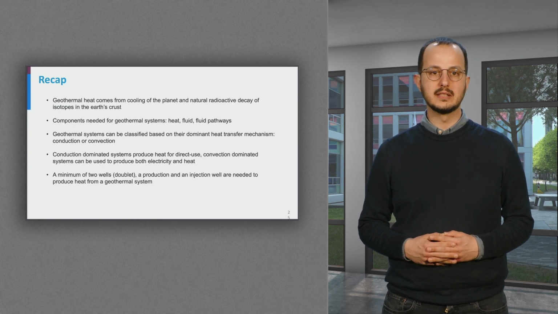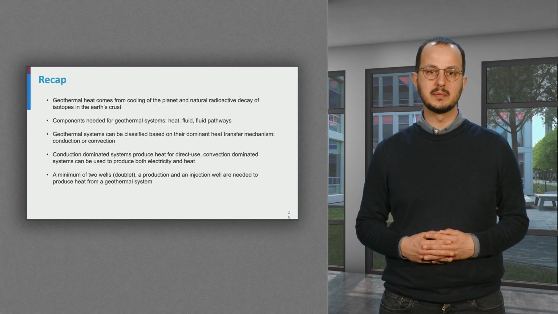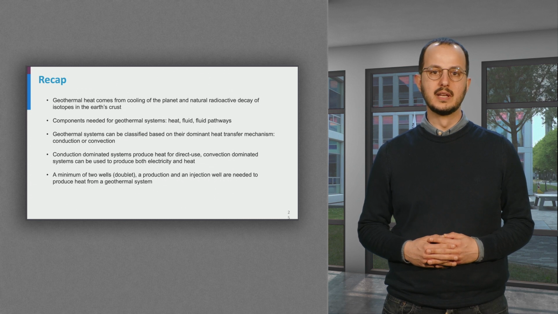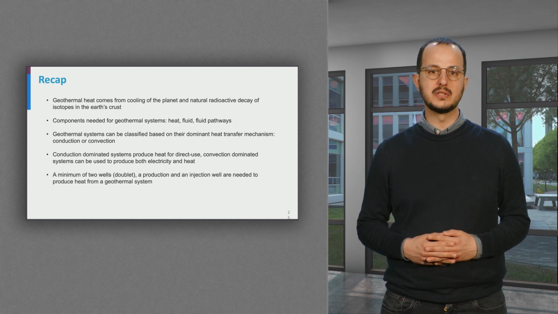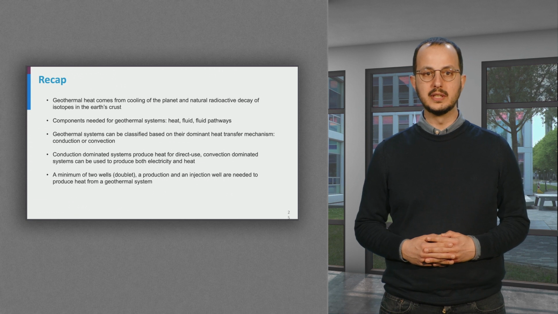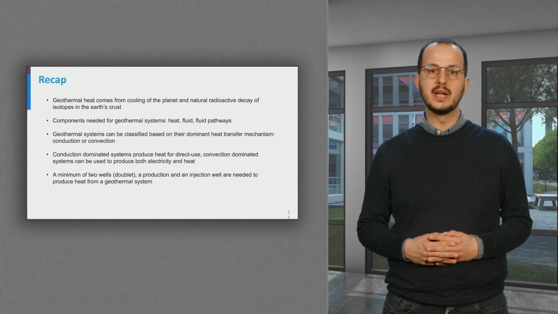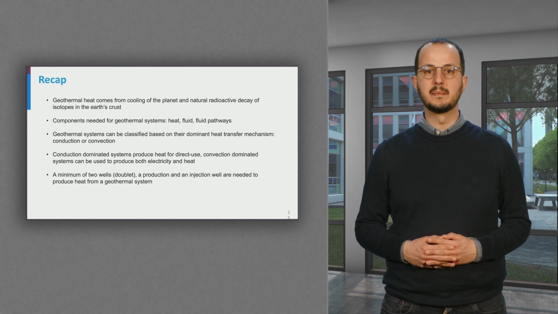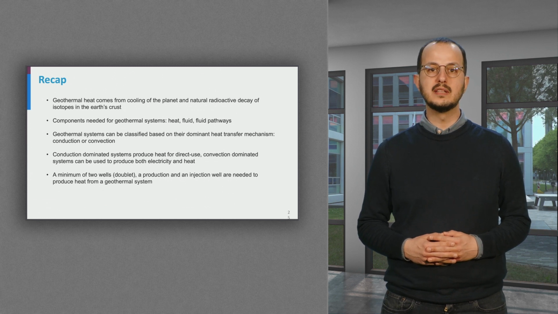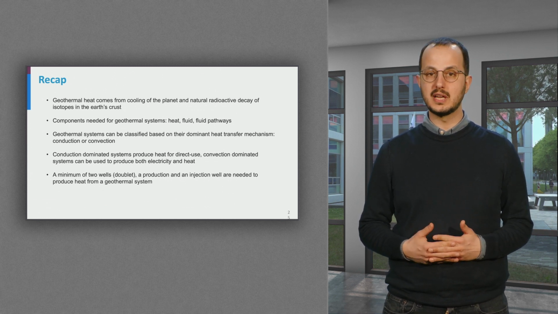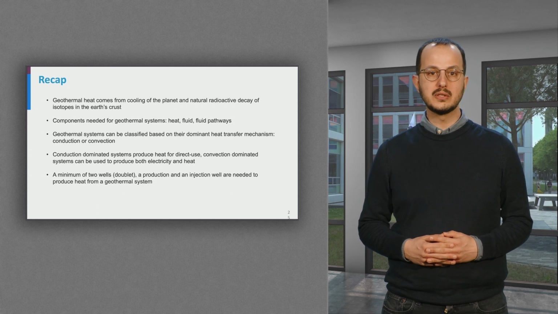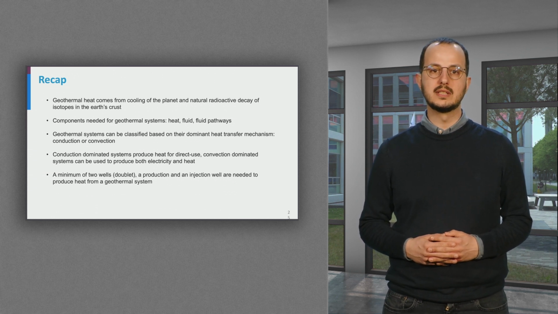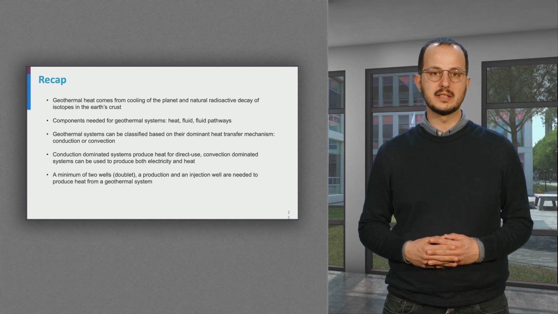To summarize our lesson, we have seen how geothermal heat comes from the cooling of the Earth and mostly from the decay of radioactive isotopes. We have learned the 3 components needed for a geothermal system: heat, fluid, and fluid pathways. Based on the dominant heat transfer mechanism, we have classified geothermal systems such as conduction and convection dominated. Conduction-dominated systems produce heat for direct use and can be found pretty much everywhere in the world. Convection-dominated systems are used to produce electricity and are found on tectonically active areas.